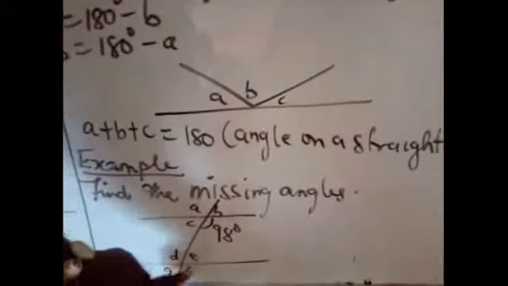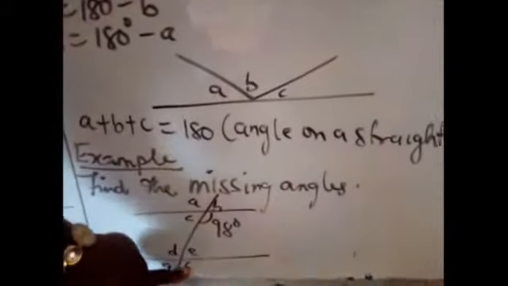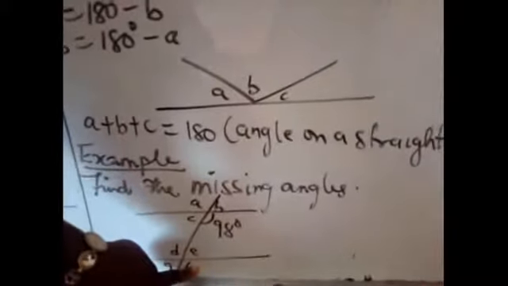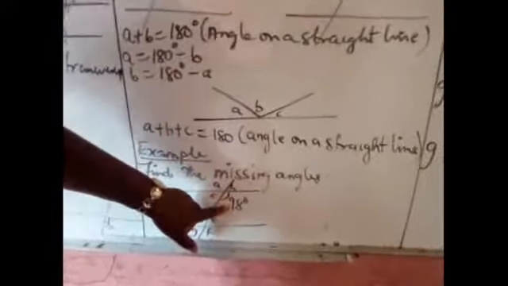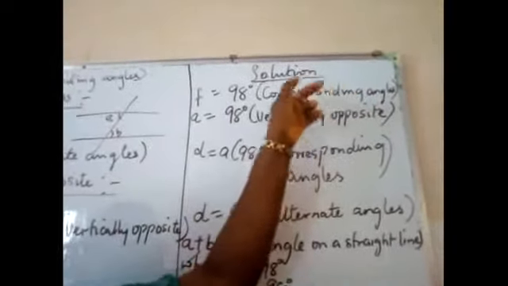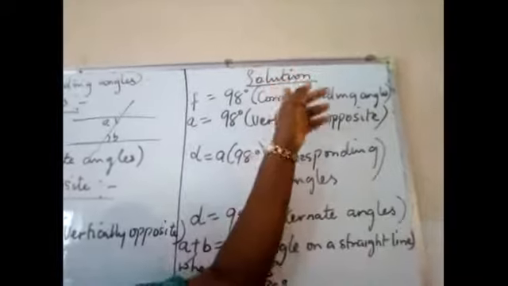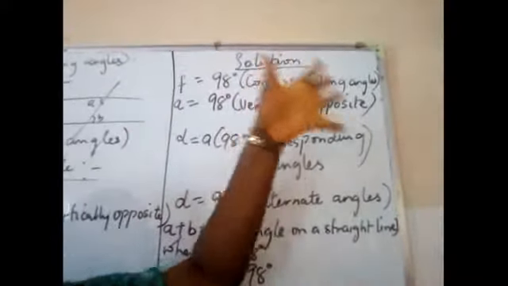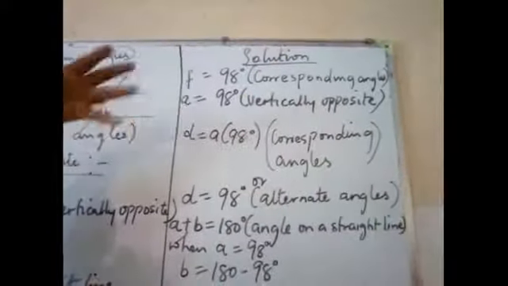When we look at this F, this one is under this line and F is under this line. We think they are corresponding. Because of that, we say that F is equal to 98 degrees. Reason: corresponding angles. You must write your reason. Without your reason, what you are doing won't be considered as being right.